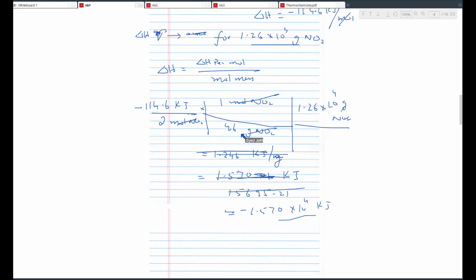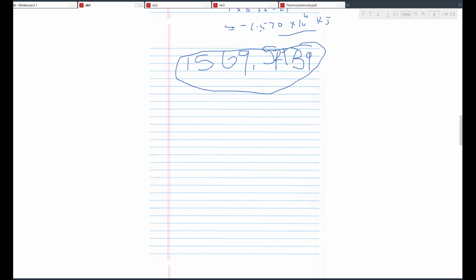I must be doing something wrong, because my calculator is showing me this answer: 5.21739. And this answer right here is not equal to 1.570 times 10 to the 4, right?